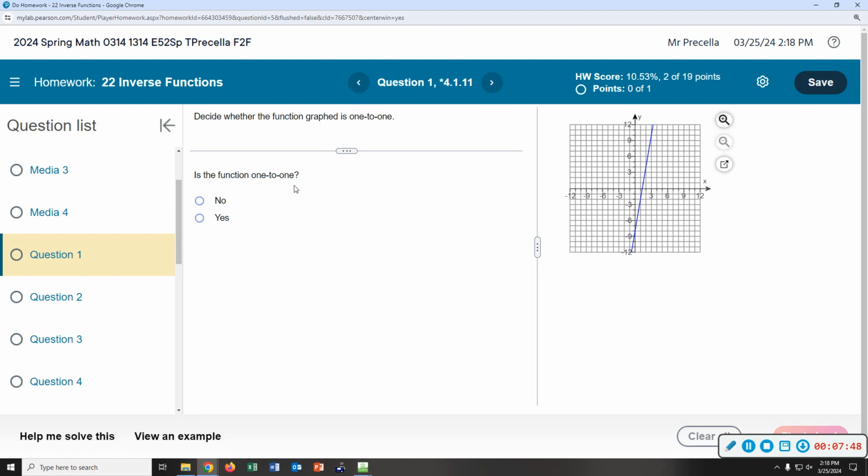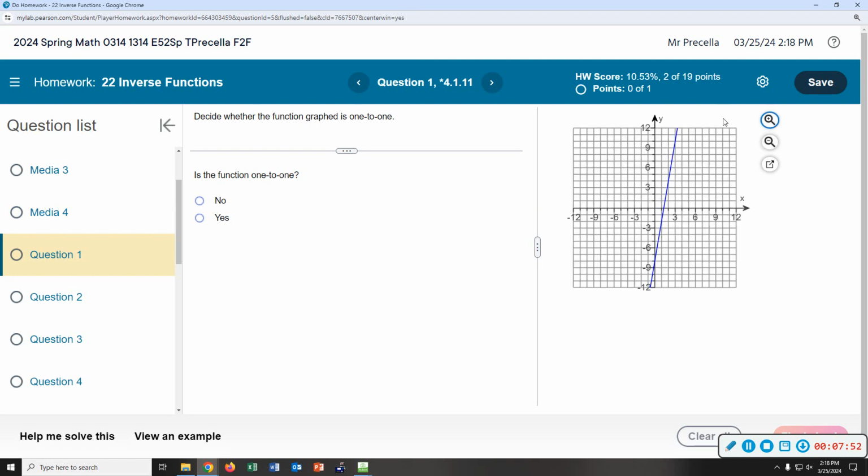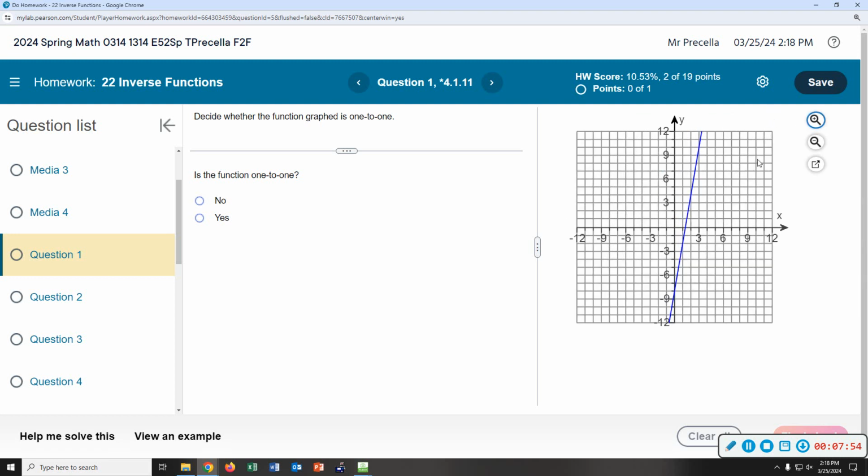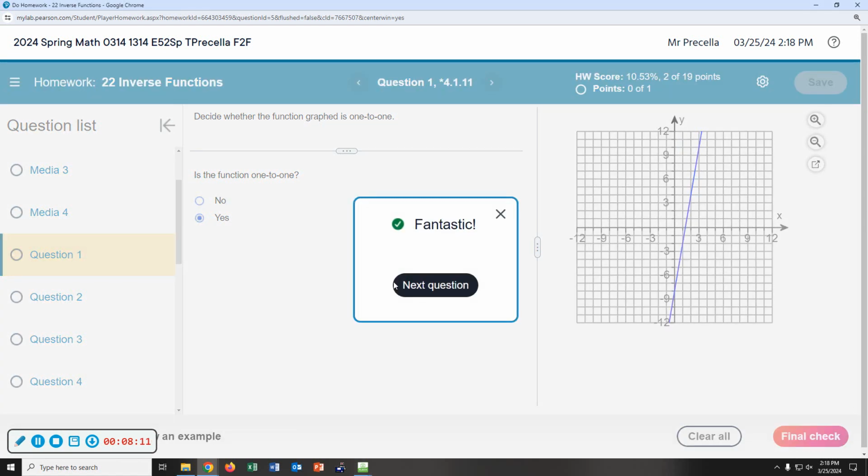Is this function one-to-one? You'll see the blue graph, that blue diagonal line. Could you draw a horizontal line so that it hits it twice? No. So yes, this is one-to-one. No work to show, just is it or isn't it one-to-one? Yes, it is.